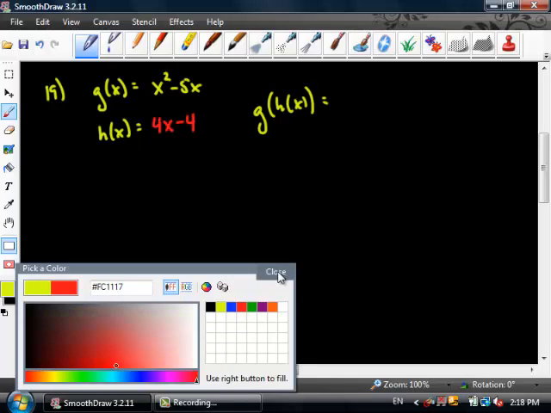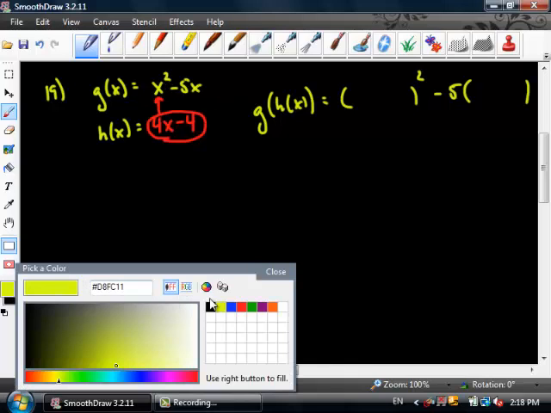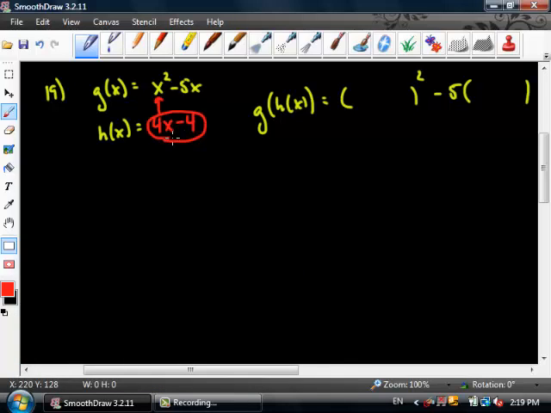Jake, you see on the inside is the red function? So I'm going to plug the red function into here. So this x squared up top becomes something squared, minus 5 times something, because the g of x is on the outside. And now that something that goes on the inside happens to be h of x. Well, h of x is 4x minus 4.